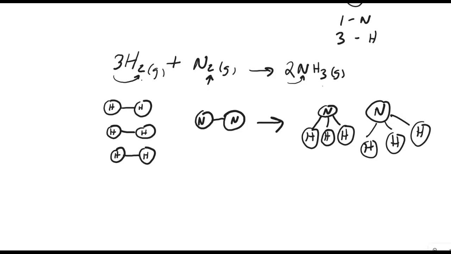So let's go ahead and count them up. I've got 6 hydrogens, 6 hydrogens, 2 nitrogens, and 2 nitrogens. And that's how we balance chemical equations. They're not that difficult to do. Just remember, you cannot touch your subscripts. These cannot be touched. You use coefficients.